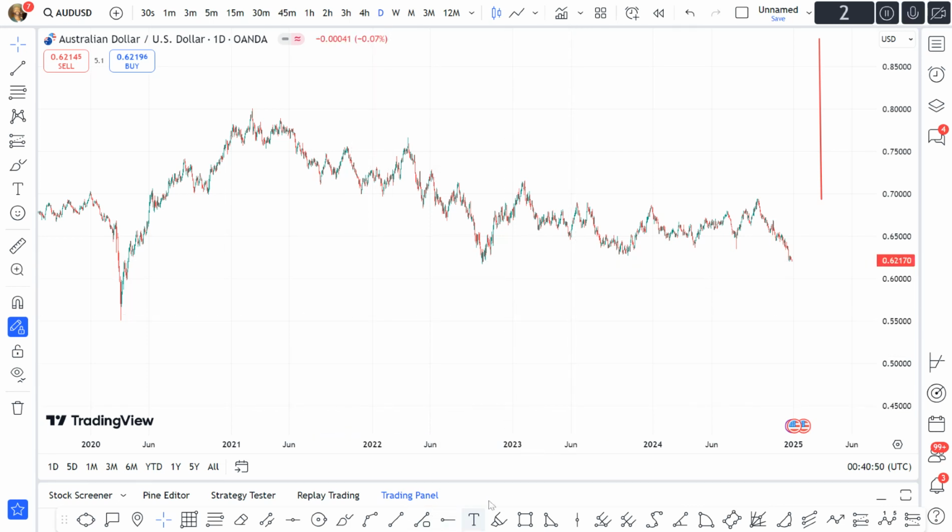So we want to look at AUD USD on a daily time frame.